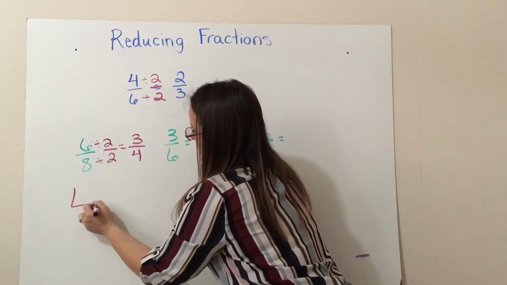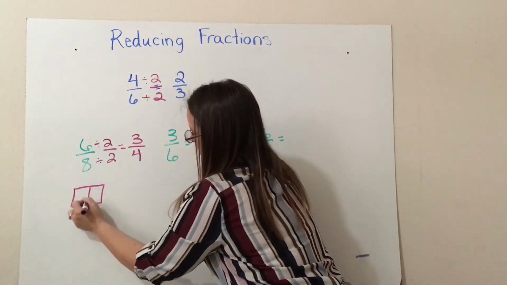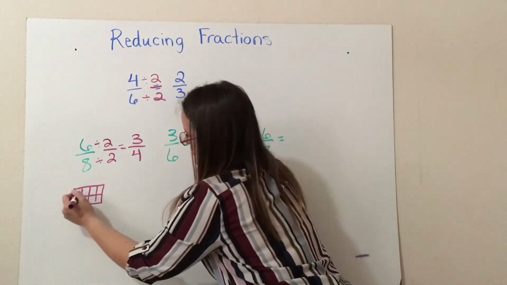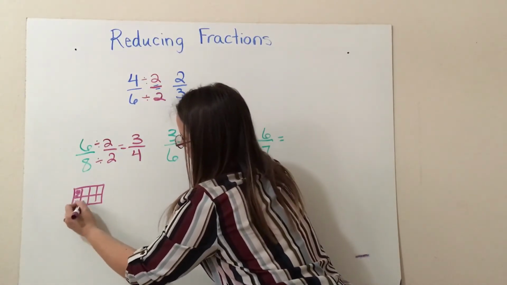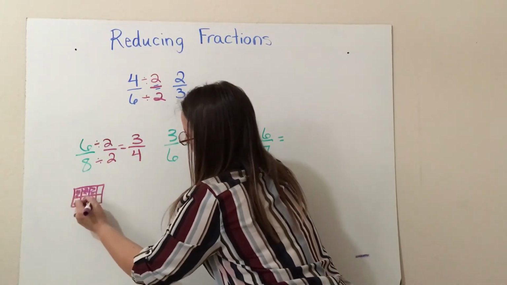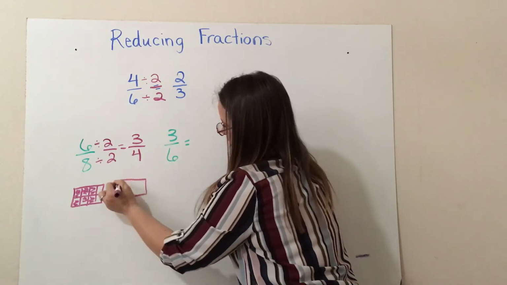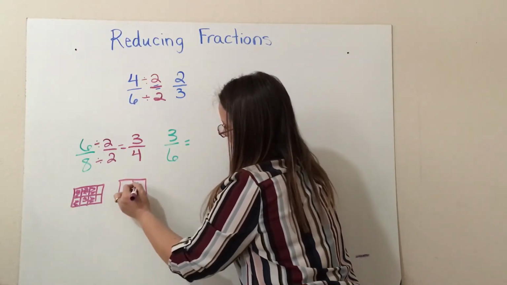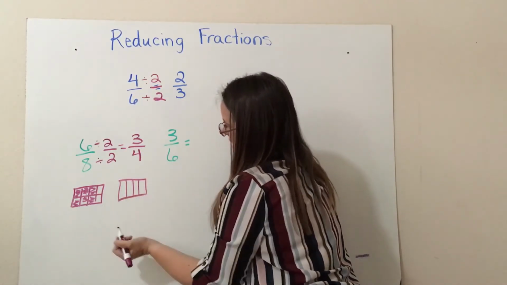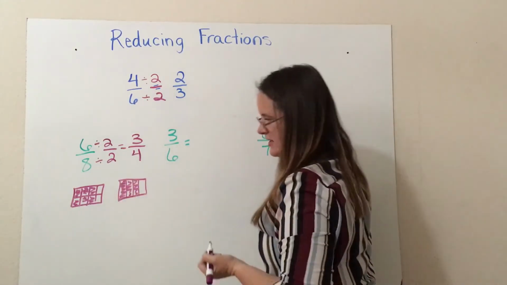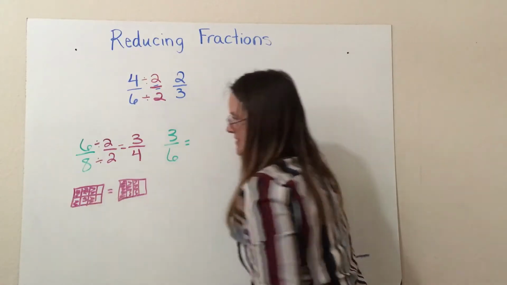If I have 8ths and I color in 6 of them, 1, 2, 3, 4, 5, 6, and then I have the same size rectangle here, but I only break it into 4ths, and I color in 3 of them. Is that equal? Yes, it is.